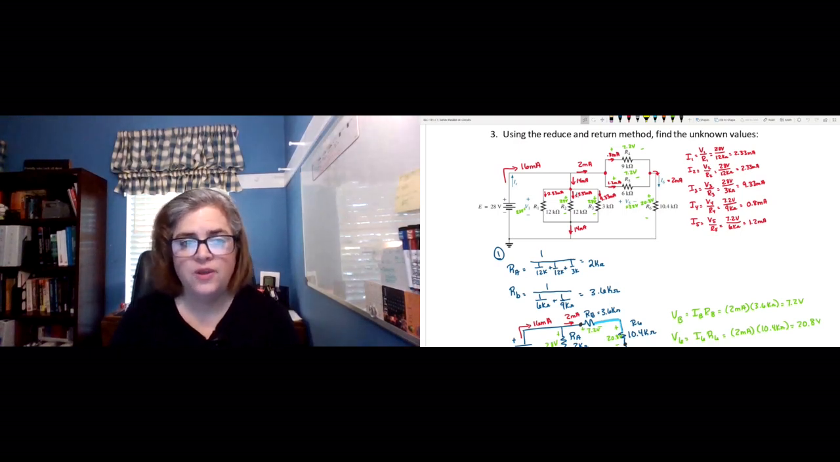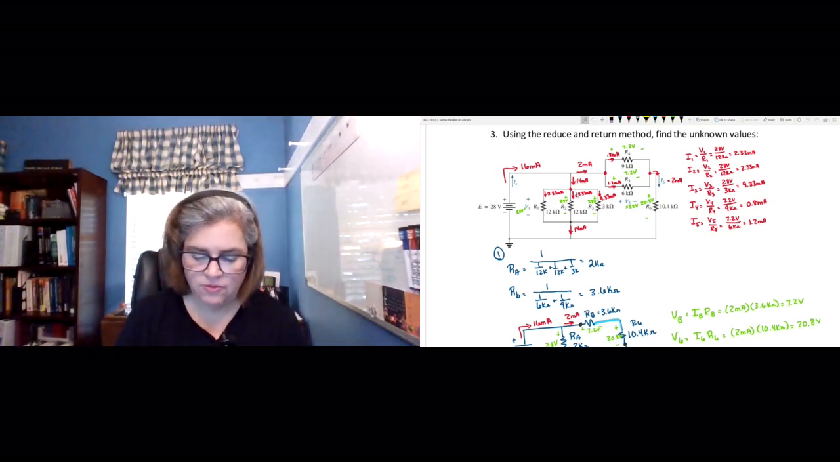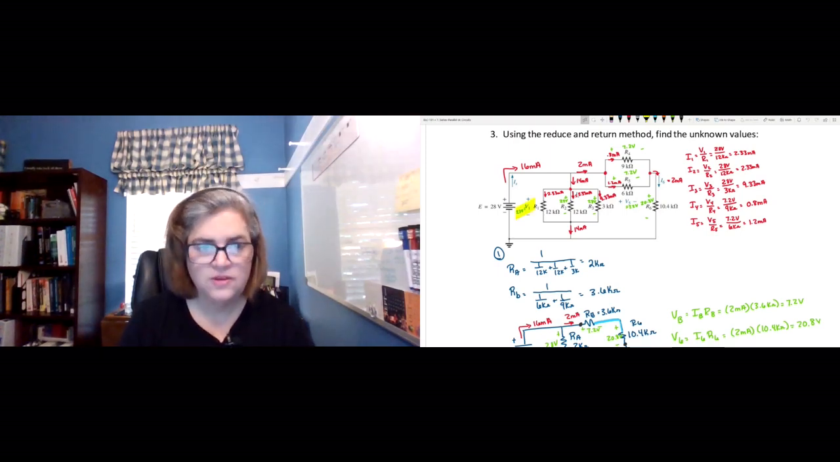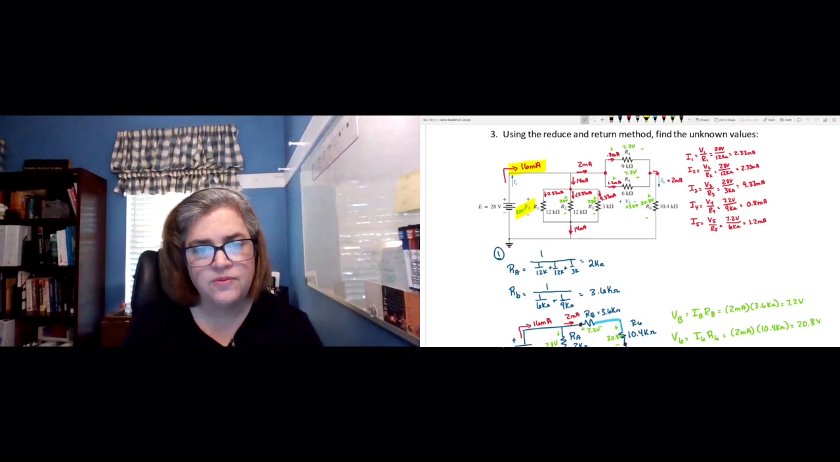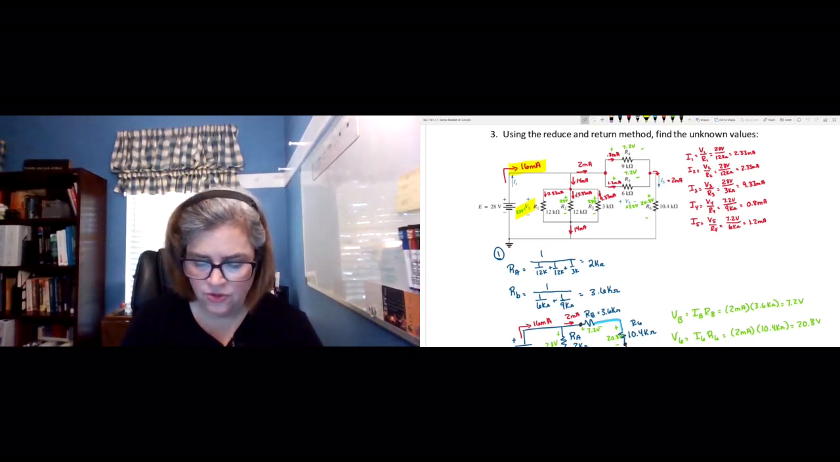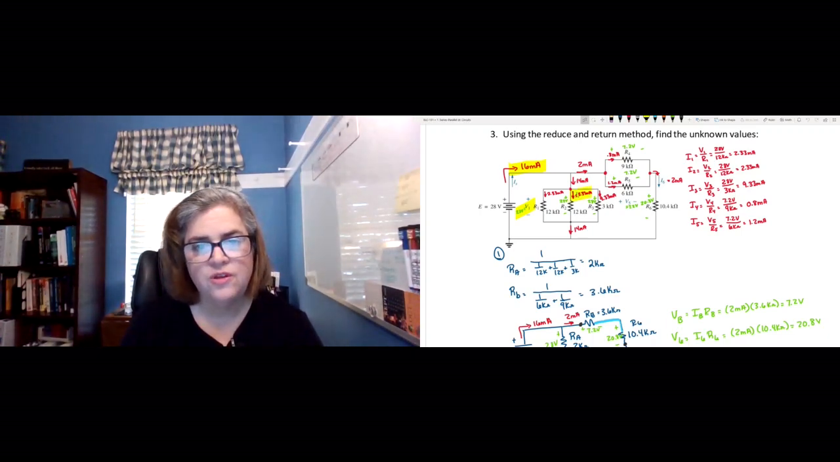Okay, so in this case, we have found everything that we were looking for. We found V1 is 28 volts, I sub S was 16 milliamps. Looks like we were looking for I2, which was 2 1/3 milliamps, V5, which was 7.2 volts, and I6 was 2 milliamps. We actually found all of the currents and all of the voltages throughout the circuit using the reduce and return method.